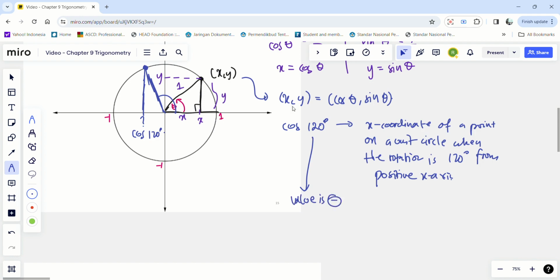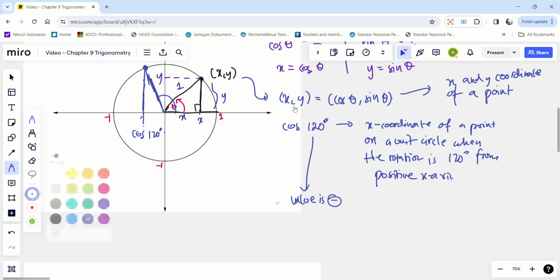That makes it possible because the trigonometric ratio is no longer a ratio only, but what cos and sine mean is also the x and y coordinate of a point, right? That's something you can look up in Wolfram Alpha if you want to. They do explain it over there.